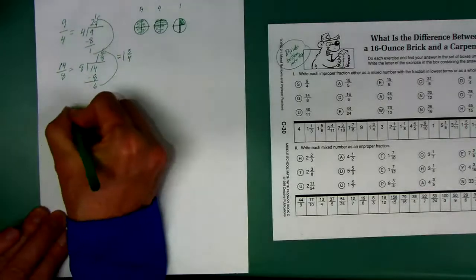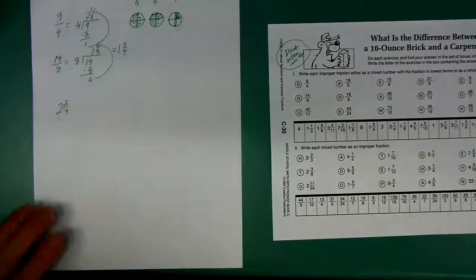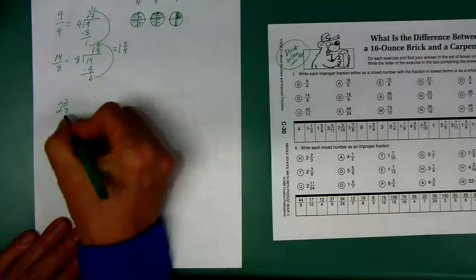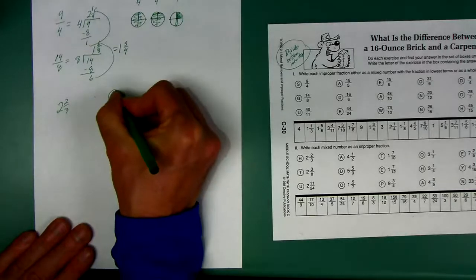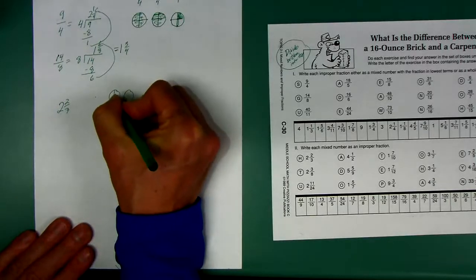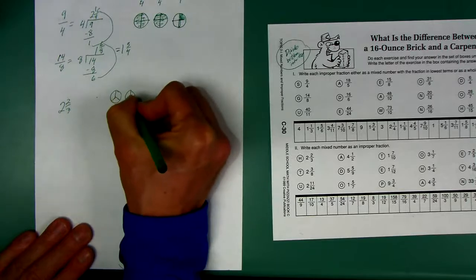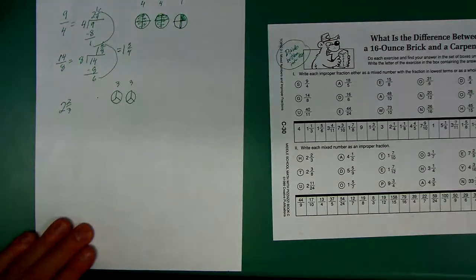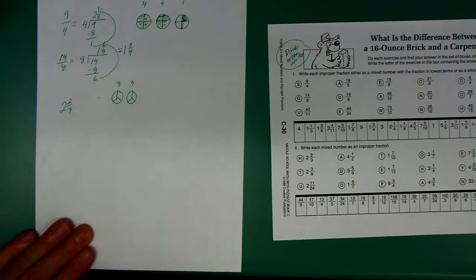2 and 2/3. What we do here, think about those 2 wholes. If I'm talking about thirds with that 2, how many thirds would it be? Well, I have 3/3 and 3/3. That's a total of 6, right? Now, what's the shortcut for that?